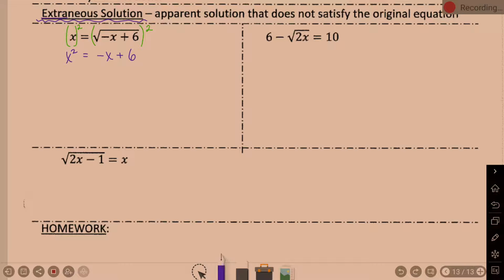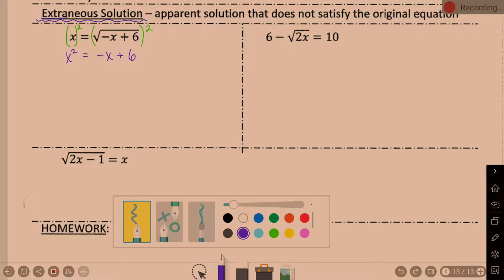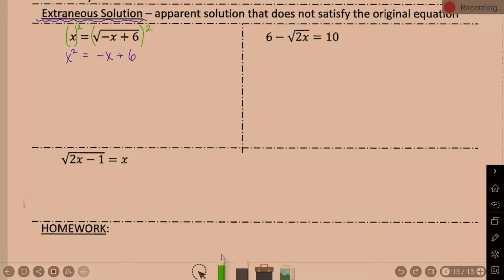So how do I move a negative x? To move the negative x over, we want to add x. And to move plus 6 over, we want to subtract 6. So to my x squared, I'm going to add x and subtract 6. So now my equation becomes x squared plus x minus 6 equals 0.